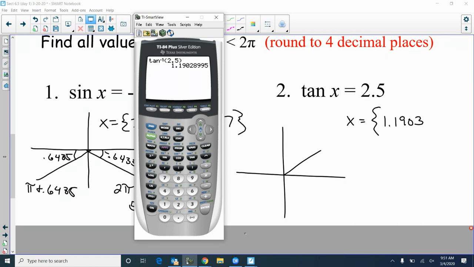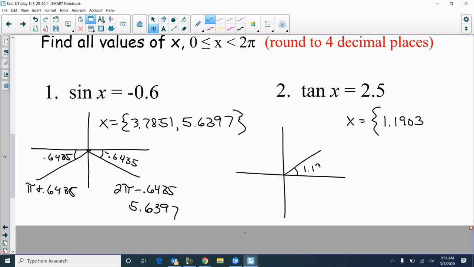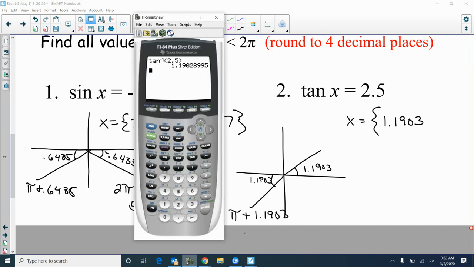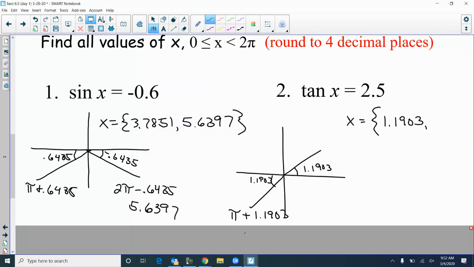Where's our second answer at, Isaac? What quadrant? Third, because that's where tangent's positive. So that's our reference angle now, 1.1903. And then how do I get that one? The final answer will be pi plus 1.1903. So take this, hit plus pi, 4.3319. So that's my second answer.